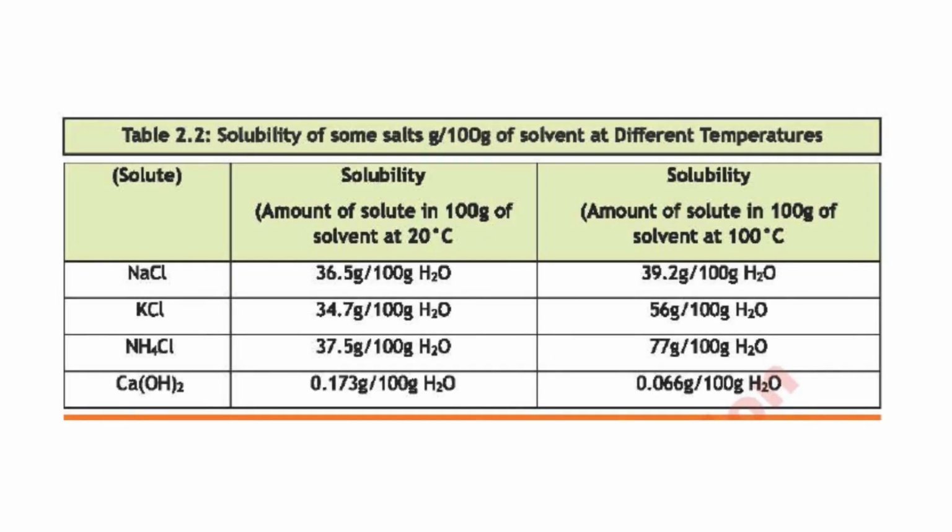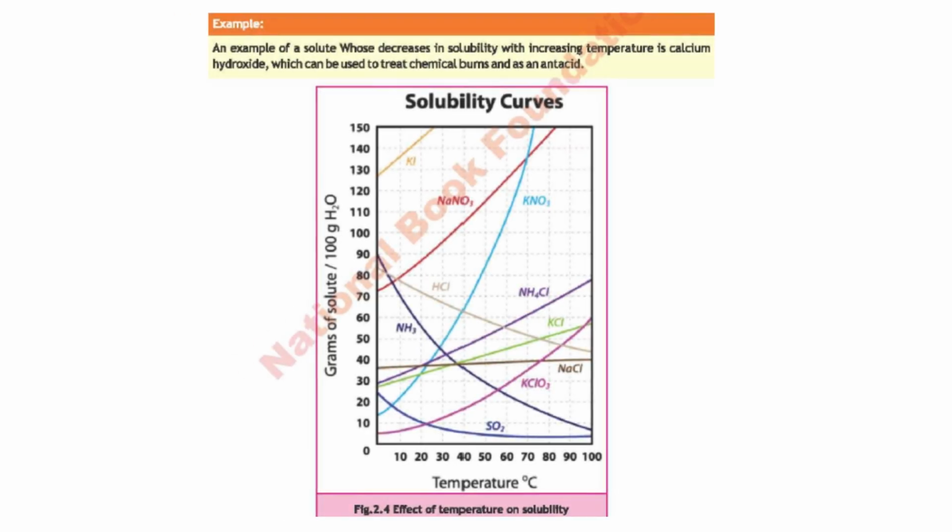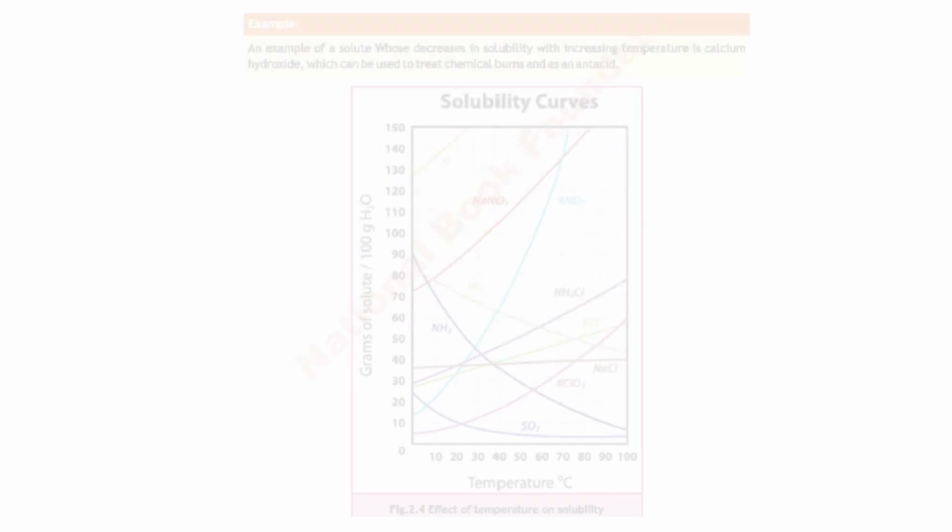Table 2.2 shows the solubility of some salts in gram per 100 gram of solvent at different temperatures. The graph shows the solubility curves. At x-axis temperature in degrees Celsius is taken and at y-axis gram of solute per 100 gram of water is taken. Here water is used as a solvent because water is a universal solvent.